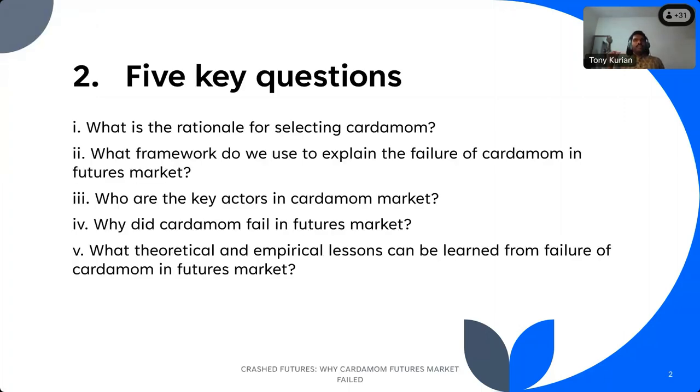So what I'm going to do is first, upfront, give you the summary of what happened. I think that's important. Now, as you would have read in the abstract, the cardamom futures market was supposed to perform very well because it's a cash crop and there's reasonable price volatility. There is some international market and so on and so forth. It did not work out. And why so was the question I was interested in.